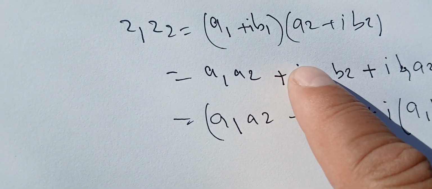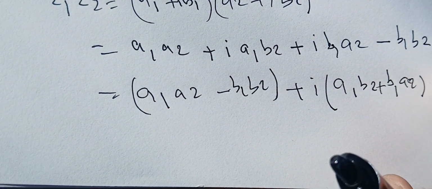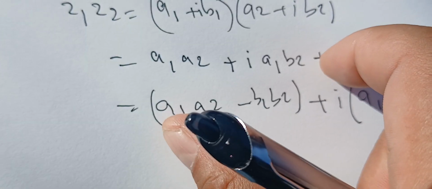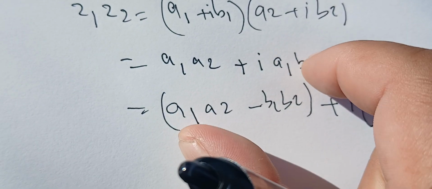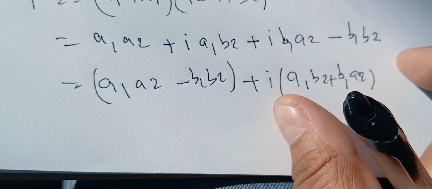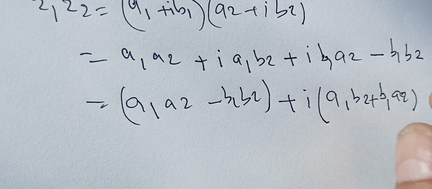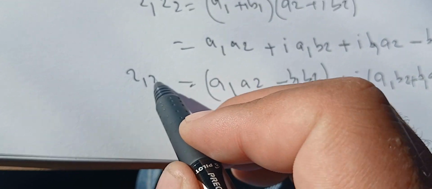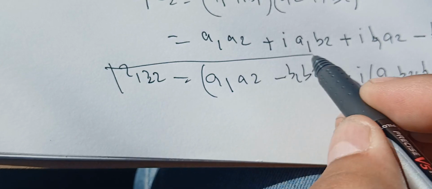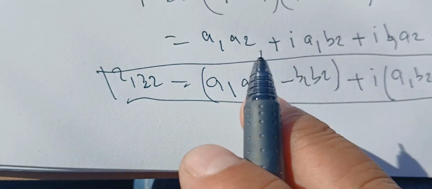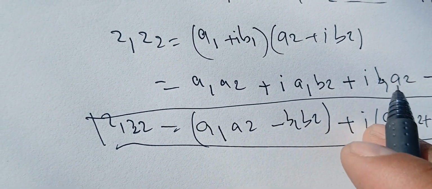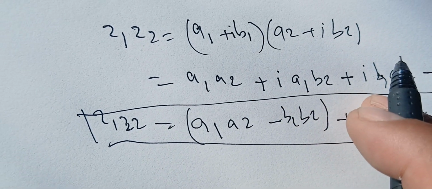We distribute, and we collect the real parts with the real parts and the imaginary parts with the imaginary parts. This is how we get this expression for the product. Okay, so it's good to practice. When you are learning this for the first time, it's good to do this operation by yourself.